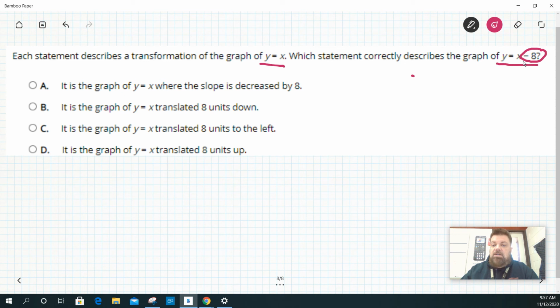we're subtracting 8. So when I say minus 8, there's two things I need to think about. Is it inside the parentheses? If the answer is yes, then this is what we would call a horizontal translation.